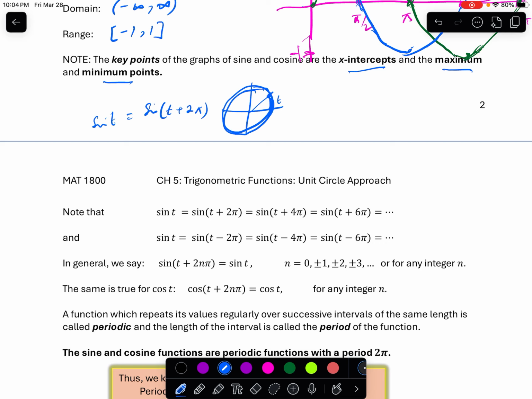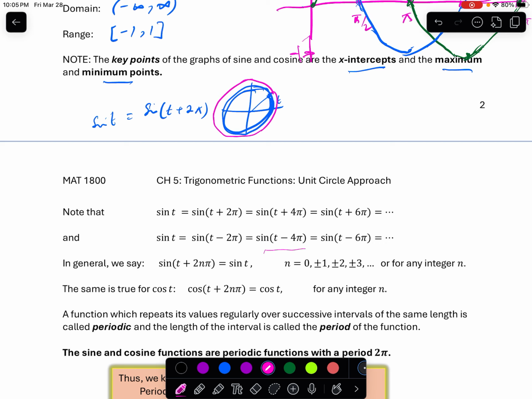Minus 2 pi means starting at t, I am going in the negative direction on the circle. This is negative 2 pi. So we arrived at the same value as t. So sine of t minus 2 pi will be the same as sine t. And same thing with t minus 4 pi and so on.